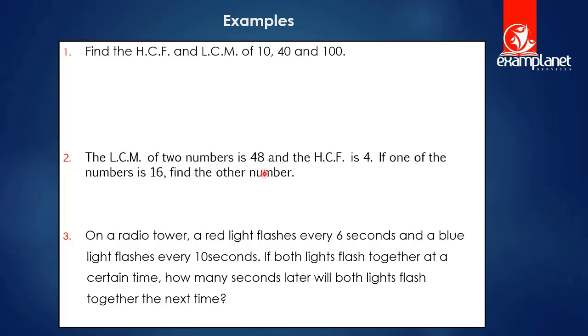Okay, so that is the solution to example 2. The other number is 12. Now on to example 3.